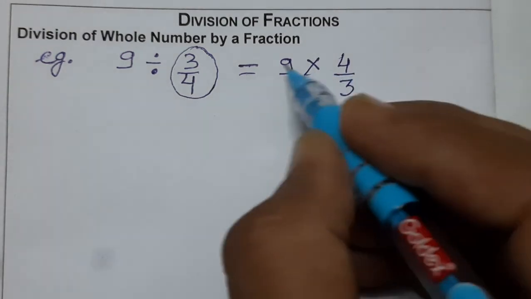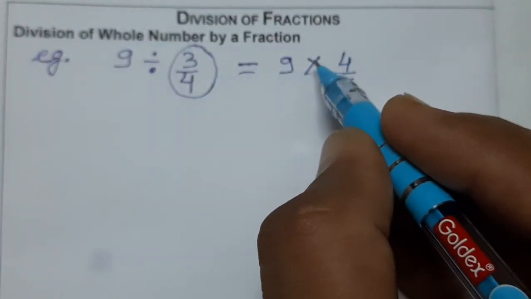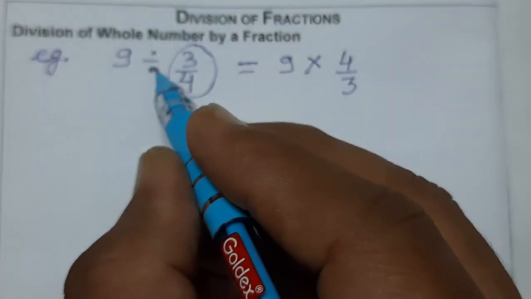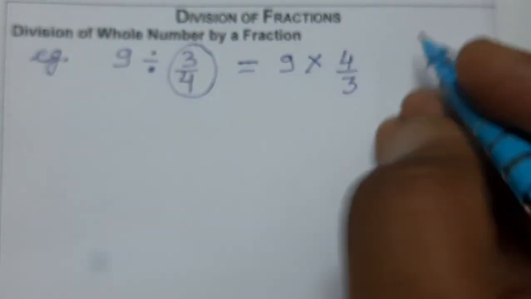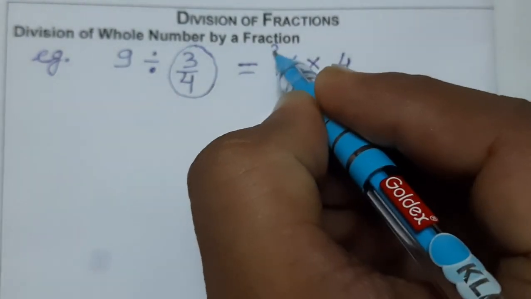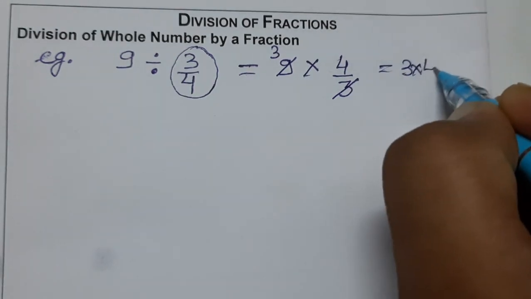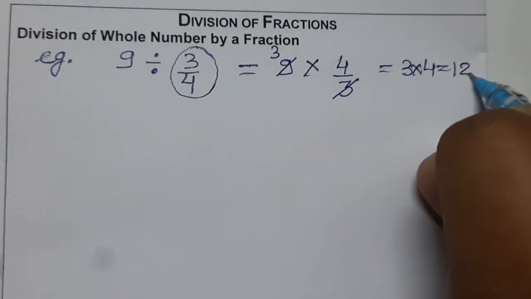Now we have completed this; division turns into multiplication. Now easily we can multiply. 3 we can cut, 3 3s are 9. So 3 into 4, how much? 12. We are getting 12.